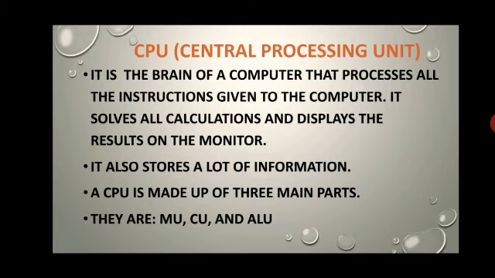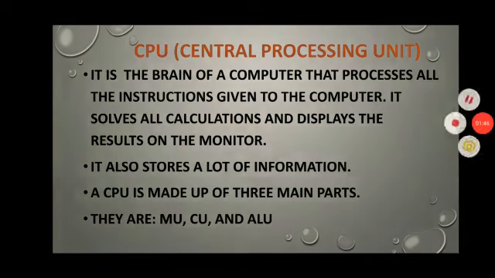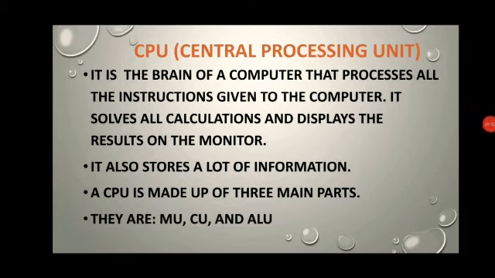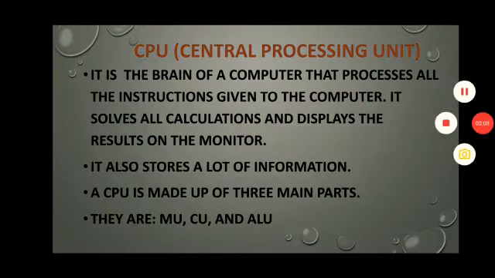It solves all calculations and displays the results on the monitor. It also stores a lot of information. A CPU is made up of three main parts. They are MU, that means memory unit, CU, that means control unit, and ALU, that means arithmetic logical unit.